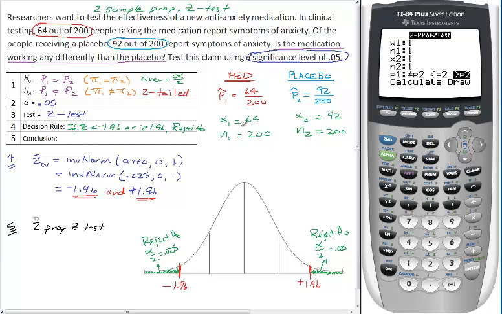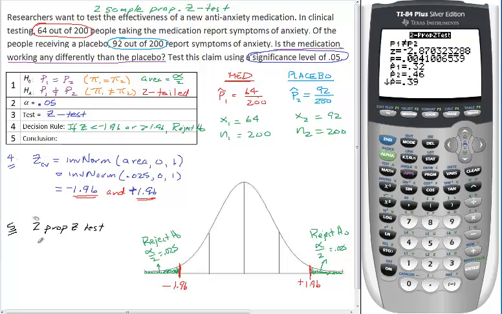Now it's asking you for x1. x1 is 64, the number of successes in group 1 or sample 1. n1 is 200. Okay, x2 is the number of successes, that's 92, so enter 92, and 200 for that. Now pick the correct tail. In this case it's not equal to, so enter and calculate. Now we see we get a z value of -2.87, so let me just write that down.